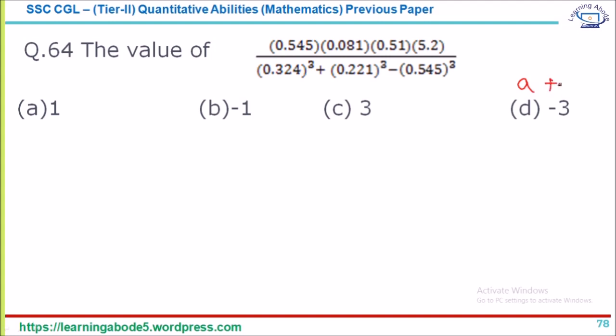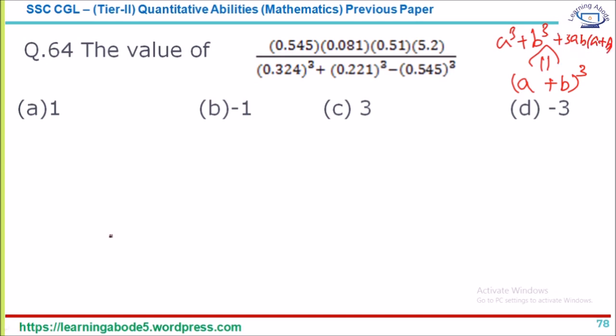Okay, so that is A plus B whole cube. It is something that is very visible there. So A plus B whole cube, what is the formula? It is A cube plus B cube plus 3AB into A plus B.